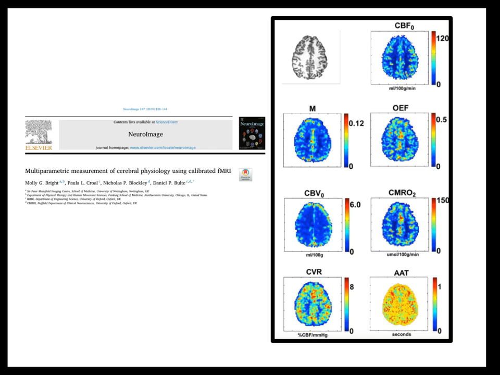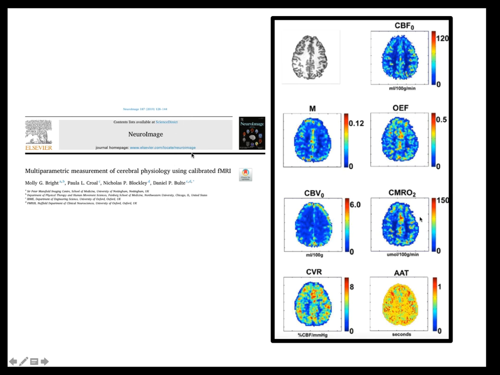Since then, though, I just read this great article the other day, Multiparametric Measurement of Cerebral Physiology Using Calibrated fMRI. Really nice review article. Once again, it's in this special issue of Neuroimage that just came out. There, the field has advanced a lot. Using a double calibration, not only with CO2 stress, but with an oxygen stress, groups have been able to map oxygen extraction fraction, as well as cerebral vascular reserve and arterial arrival time to get baseline.